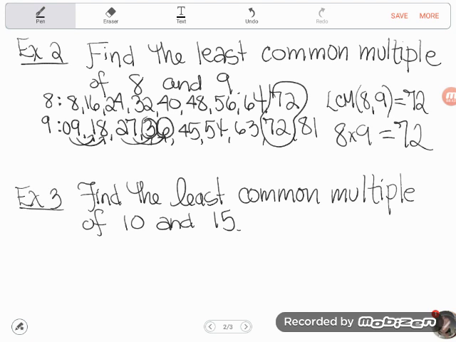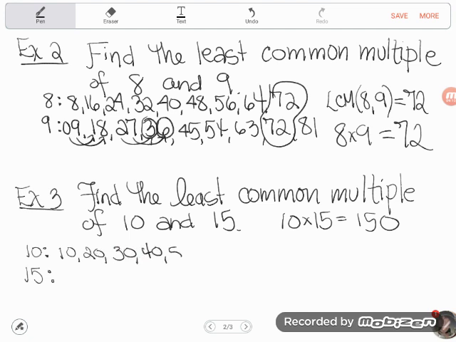Example 3 says find the least common multiple of 10 and 15. Now, I'm sure you guys will agree with me that if I take 10 times 15, I'd get a pretty big number, 150. But is 150 the least common multiple of 10 and 15? Let's check it out by listing out our multiples and seeing what's the first time that these two times tables run into each other. Of course, if I was doing my 10 times tables, that's super easy. 10, 20, 30, 40, 50. You guys could probably do this for forever.